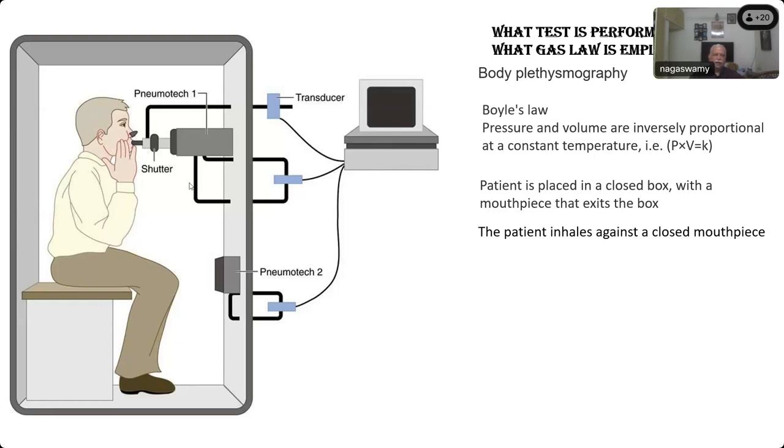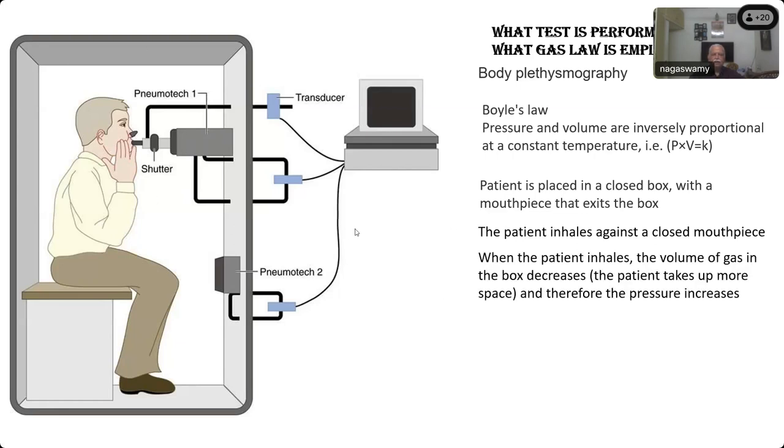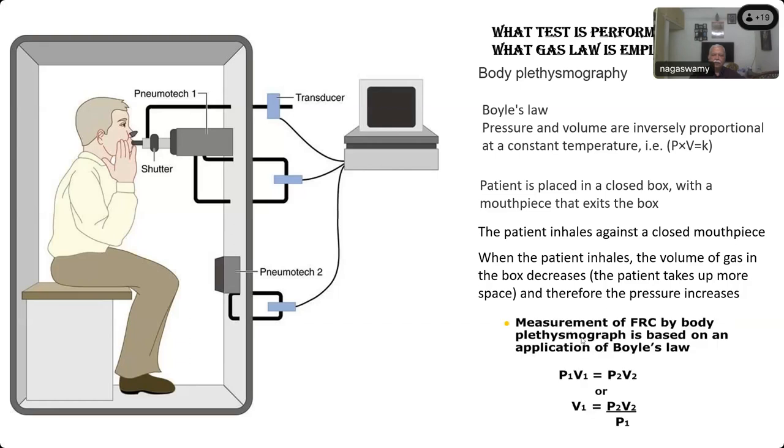So when he inhales the air, what happens? The pressure outside decreases because he is taking part of the gas in. The volume of gas in the box decreases and therefore the pressure increases. So the measurement of FRC by body plethysmograph is based on the application of Boyle's law, which is P1 V1 is equal to P2 V2. So volume will be P2 into V2 minus P1. You know the volume of this box, you know the pressure inside, and you know what the patient is taking in, so there is an alteration in the pressure. Finally you can find out the volume by using this simple calculation.